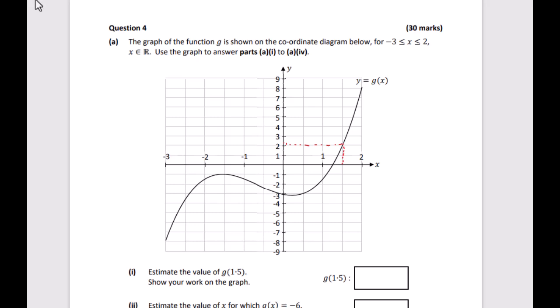So the answer here is just 2. So my first answer here is 2.